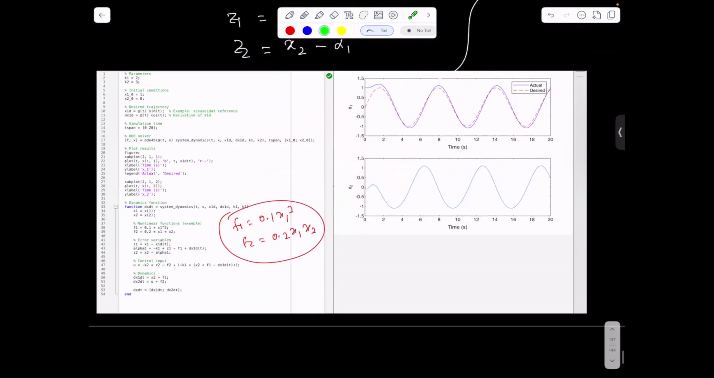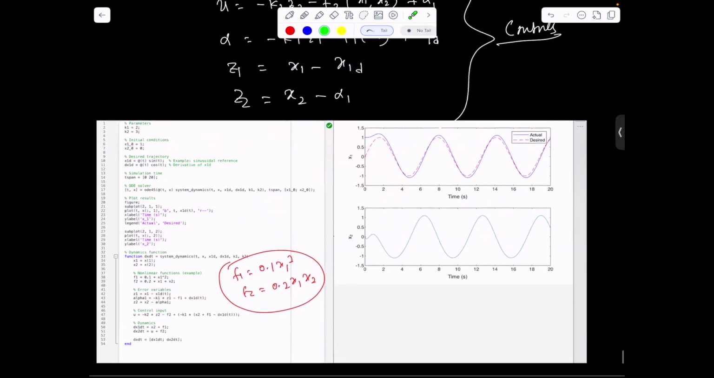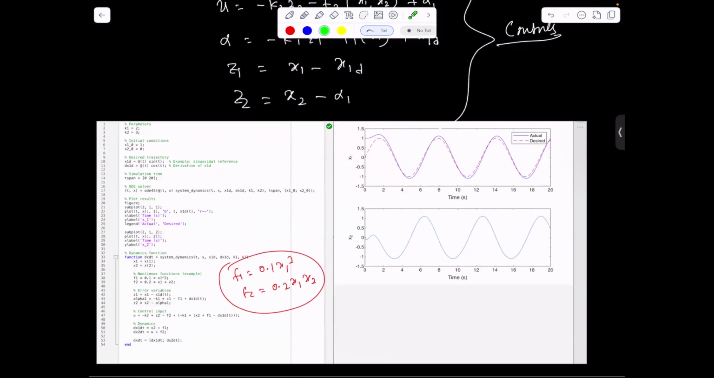Now if you notice the result here, x1 tracks the desired trajectory, which is the dotted line in red color, and x2 is also stabilizing. So this is how we can design the backstepping based control for this nonlinear system. In the next lecture, we'll come up with different examples and see how we can solve them through MATLAB. Thank you.